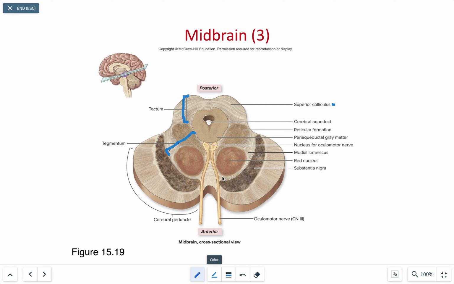And finally, what we see is the cerebral aqueduct, which is important for cerebral spinal fluid. This region connects the third and fourth ventricles, and it's also going to be surrounded by this periaqueductal gray matter or neuron cell bodies.